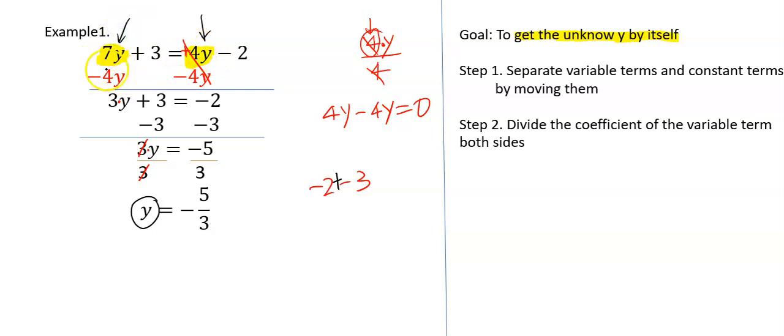Then you will have to deduct 7y from both sides. And eventually you will end up with the same answer. And so again, right here, be very careful about these two steps.